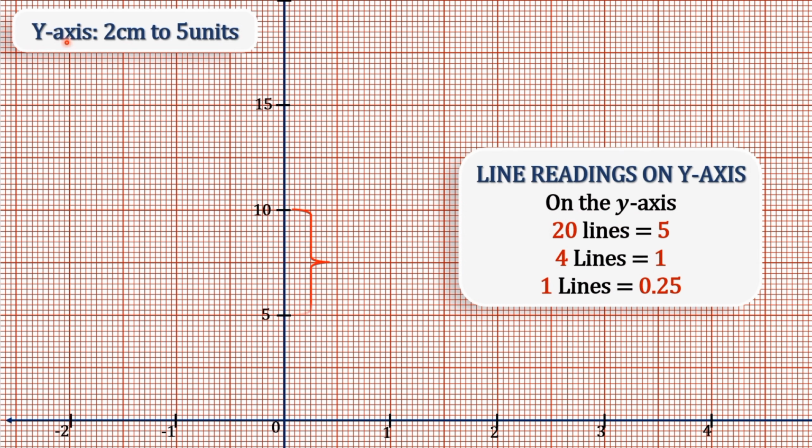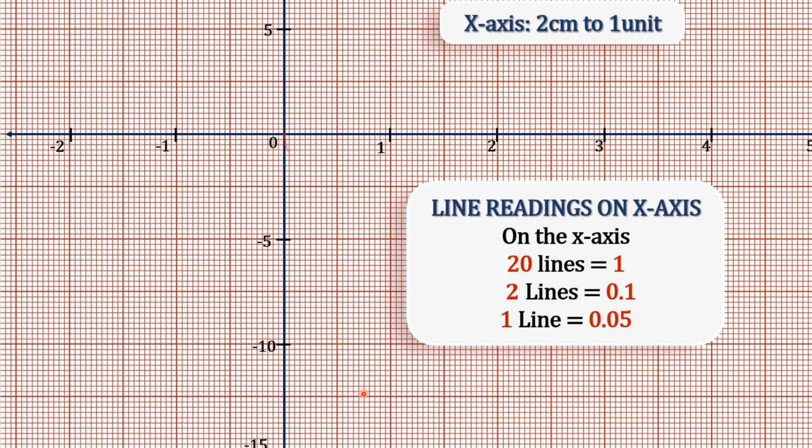On the y-axis, 2 cm to 5 units. Bear in mind that each of the boxes is 1 cm, so 2 cm gives us 5 units. That is, when we have 0, next will be 5, next will be 10, 15, and so on. On the x-axis, 2 cm to 1 unit. Each of the boxes is 1 cm, so 2 cm is to 1 unit. After 1 we have 2, 3, and so on.